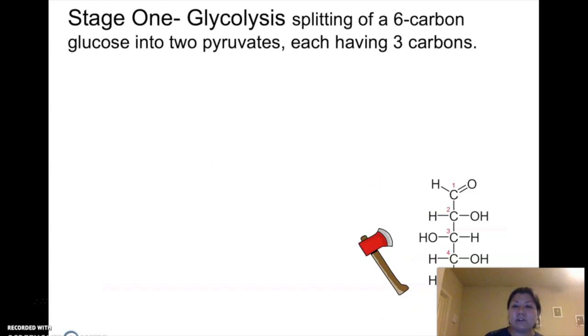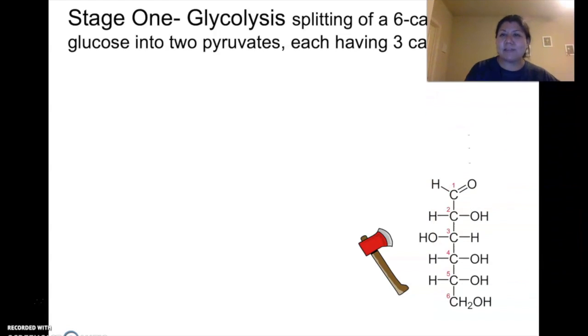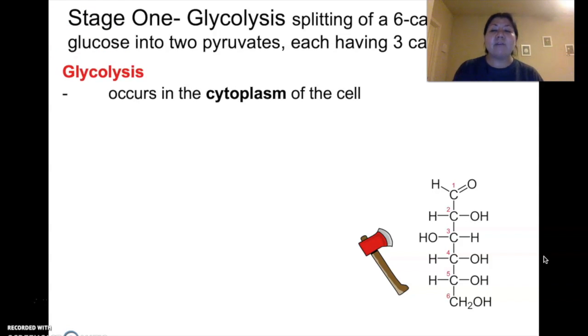So if we look at our glucose, I'm going to move my little camera. Okay, so if we look at glucose, C6H12O6, we have 6 carbons here. And so in order for that to come into our mitochondria, we need to be able to split that in half. And so our first step, which is glycolysis, will allow that glucose molecule to get split in half.